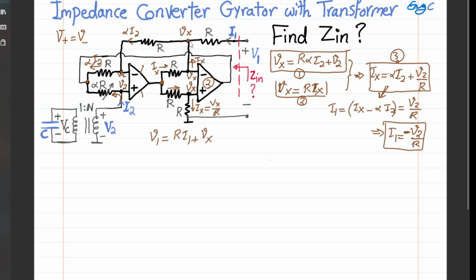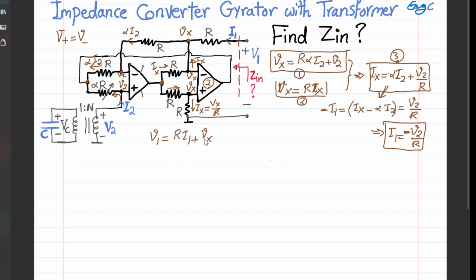At this node, if you write a KCL, I'm just going to write it here, you get I1 with this direction defined here, plus Ix is equal to alpha I2. So as a result, Ix minus alpha I2 is equal to negative I1. And hence, this is negative I1, and as a result I1 is negative V2 over R. So just a quick clarification. That's a KCL, obviously.